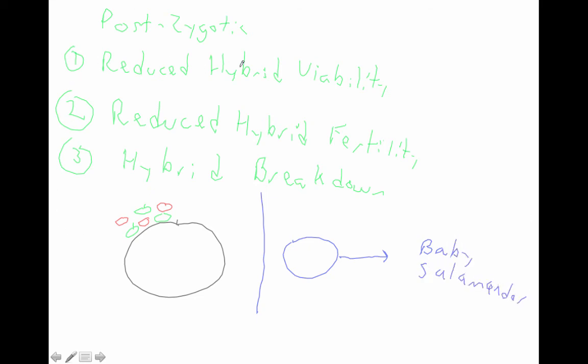But in the examples of reduced hybrid viability, so this is the hybrid zygote, but somewhere along this pathway, it breaks down. It does not form a baby salamander. Something about this hybrid is incompatible for survival. So it never reaches the state of the baby. As a result, these two salamanders can live in the same area. They can mate, but they don't produce hybrids. Over time, these salamanders become different species because of that.